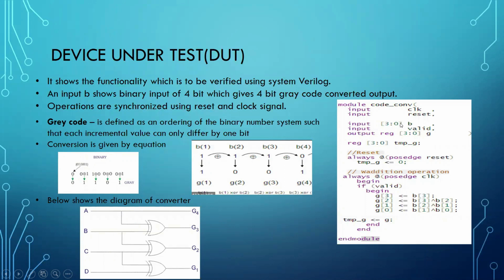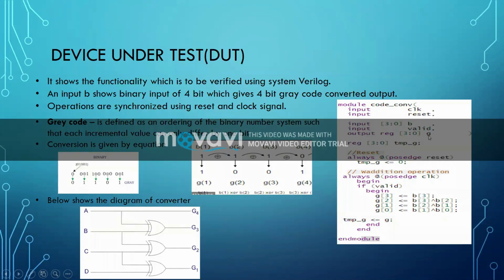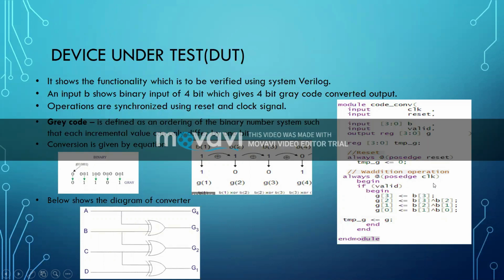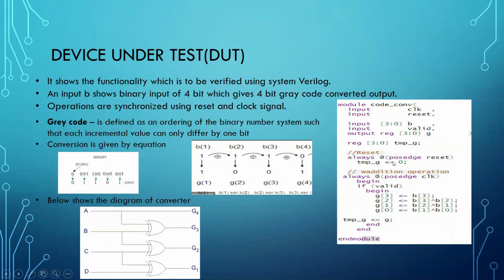Inside our program, we have declared our input and output, that is B and G. B is the binary input and G is the gray code output. Along with this, we have used certain signals like clock, reset, valid, etc. We have designed it in such a way that only at the posedge of reset, and also at the posedge of clock, and only if valid is equal to 1, the entire block will be working. So this is the way we have done the binary to gray code converter.